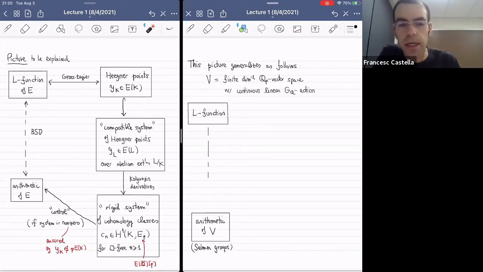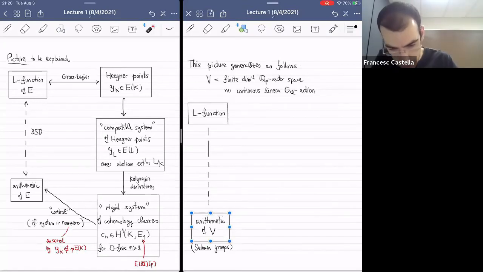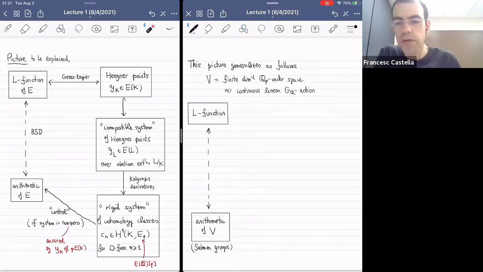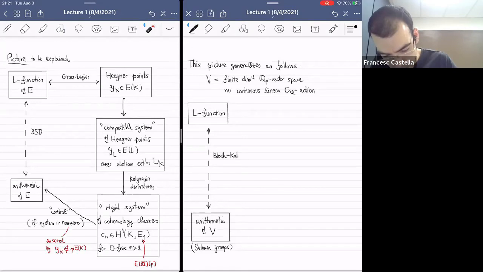Yeah, this V typically is part of a compatible system of p-adic representations, and to such one can attach an L function. Okay, so there will be again a conjectural link between these two. Okay, and the relevant names here are the Bloch-Kato conjecture and the Iwasawa main conjecture, etc.